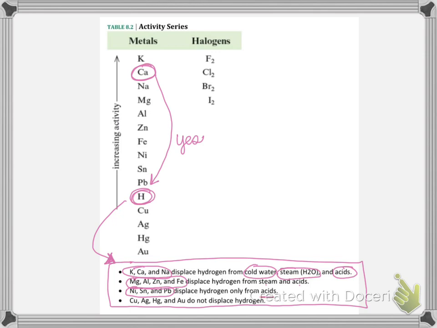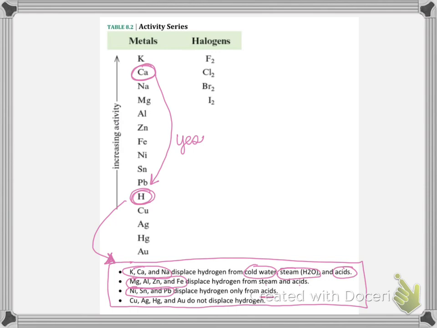Now, by pointing this out, there's two things I want you to know. One is that hydrogen can come from different sources. We have it from the water, either cold or steam, and then the acids. And two, that even though some metals are more active than hydrogen, they may not be able to remove hydrogen from all of the different sources.